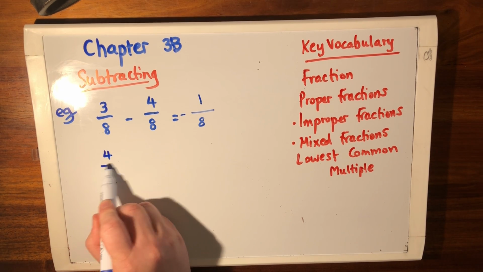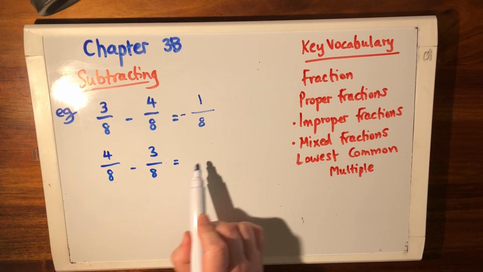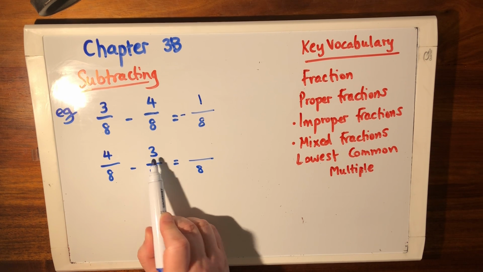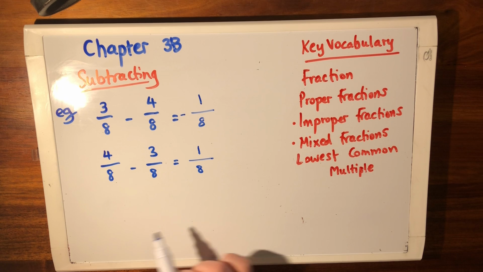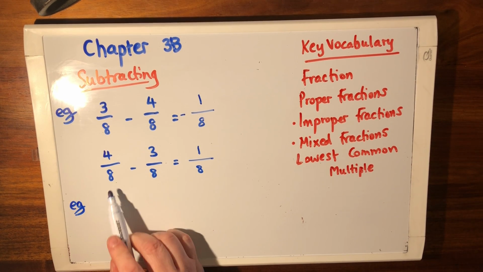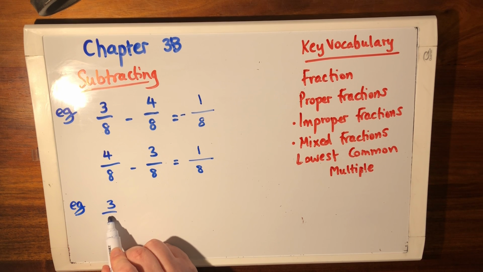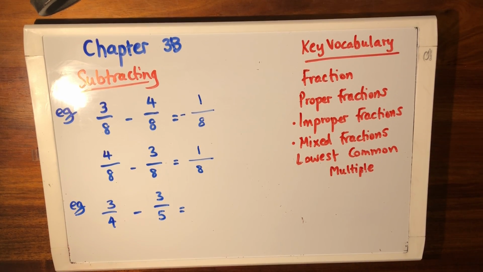Okay, similarly, if we had 4/8 take away 3/8, we would keep the denominator the same and then simply do 4 take away 3, which we know is 1. So in this case, that would be 1/8. What if my denominators were different? Let's look at 3/4 take away 3/5. Well, yet again, I've got the same fractions here. The only thing I've changed is the operation.